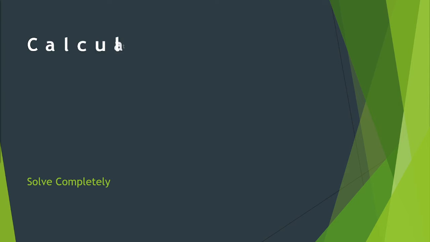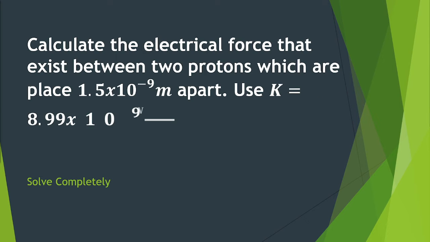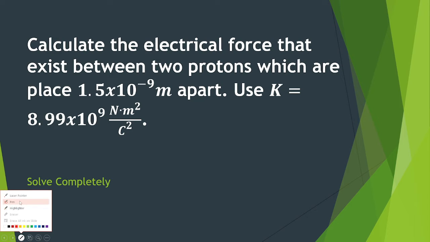The sample problem tells us to calculate the electrical force that exists between two protons, which are placed 1.5 times 10 to the negative 9 meters apart. We are also given the electric constant K, which has a value of 8.99 times 10 to the 9 newton times meter squared over coulombs squared. Alright, so let's have step 1.